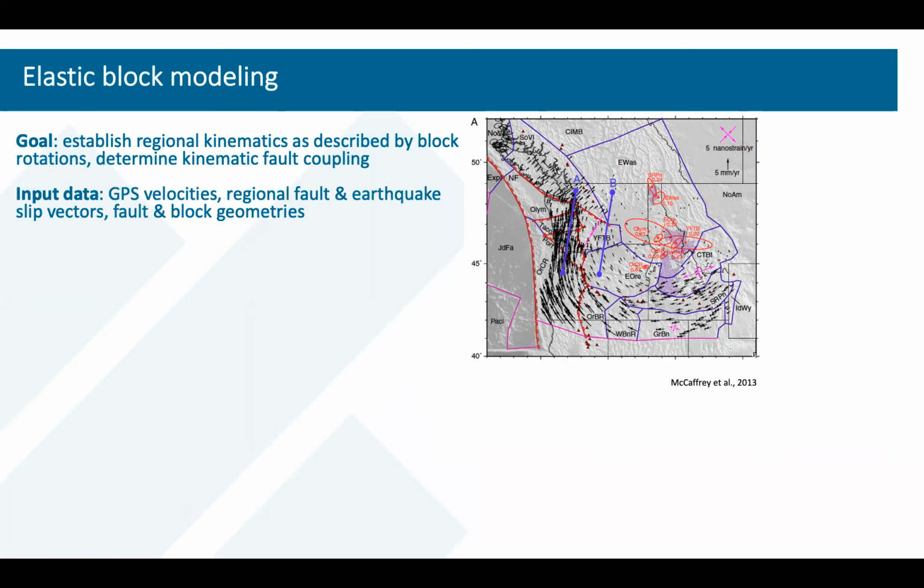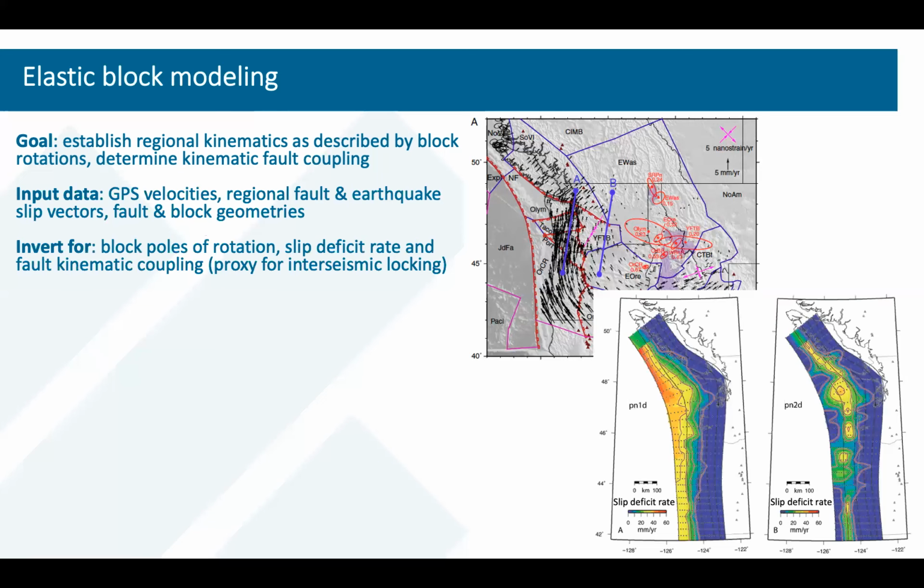And what we do is that we jointly invert for both the poles of rotation of our crustal blocks as well as the coupling on the faults that are bounding those blocks. And to do that, we input GPS velocities, regional fault and earthquake slip vectors, and the geometries of our blocks and faults.